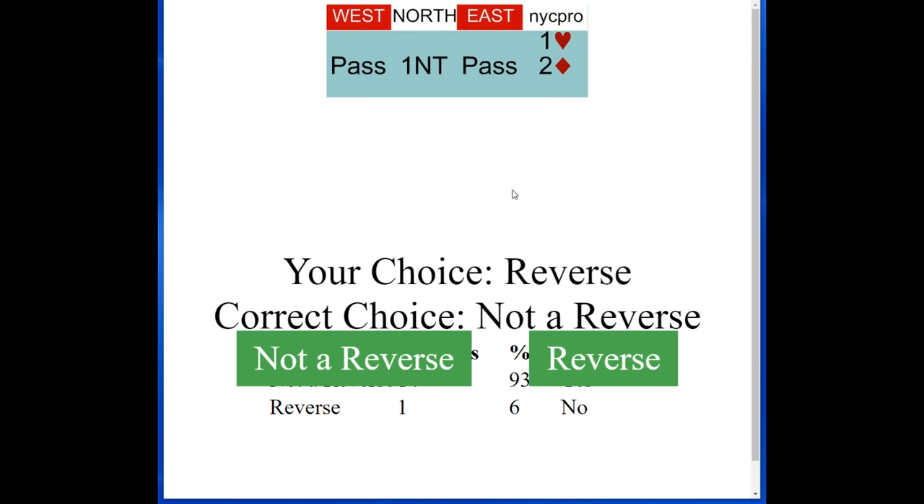So here we opened 1 heart and our partner bid 1 no trump and we bid 2 diamonds. This is a normal progression in the auction, because we started with a higher ranking suit and then we bid a lower ranking suit, which means if partner wants to play hearts, they can do so at the 2 level, right? So they can bid two hearts right now. So we haven't forced our partner to make a decision at the three level. So it's not a reverse.